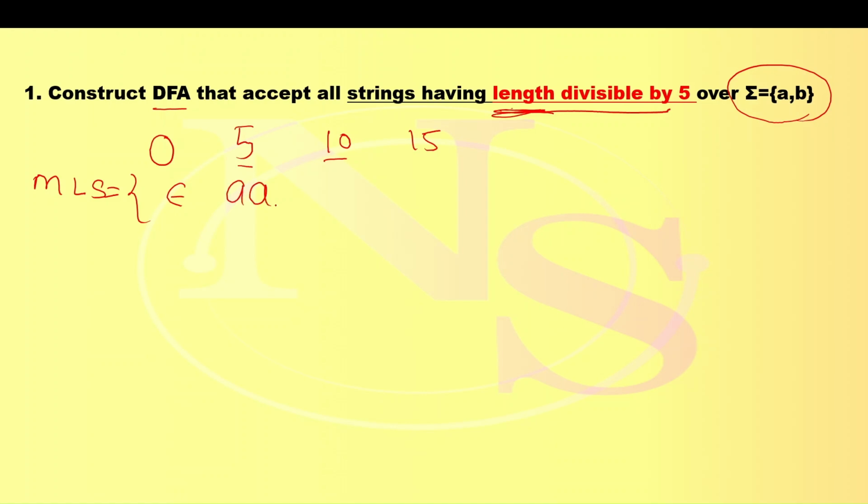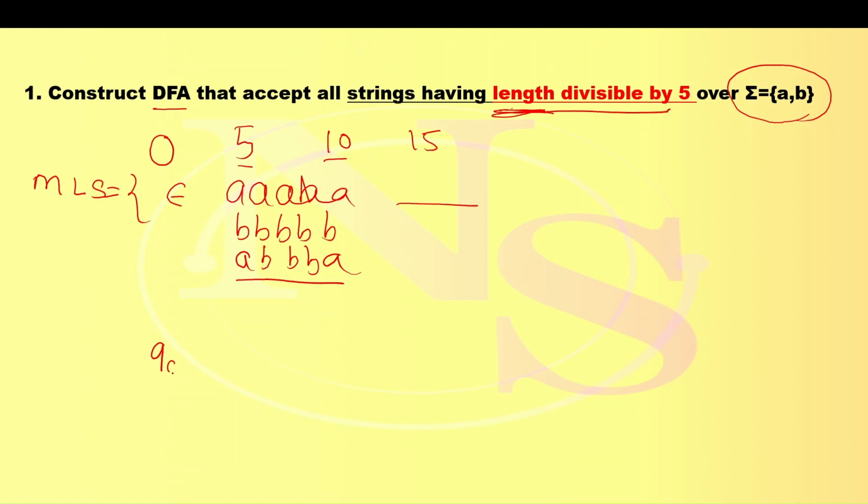If I write here 5 a's, that is also fine. If I write here 5 b's, that will also work because the length of the string is 5. Any combination of a and b is accepted because the length should be 5. Once we understand the condition, we need not write further strings. Try to design the automata for this minimum number of strings.